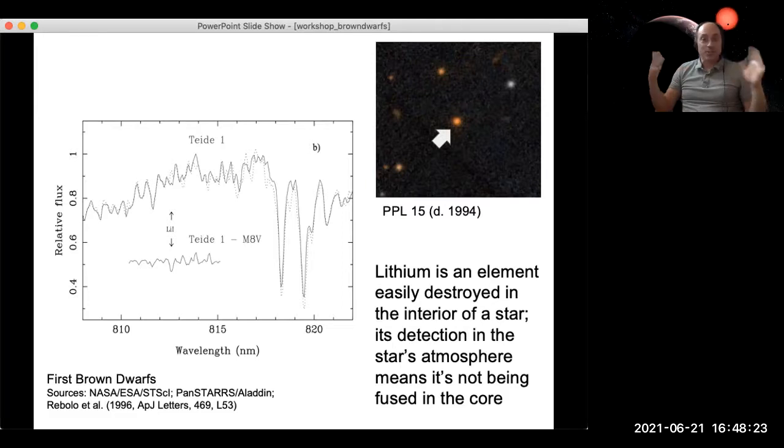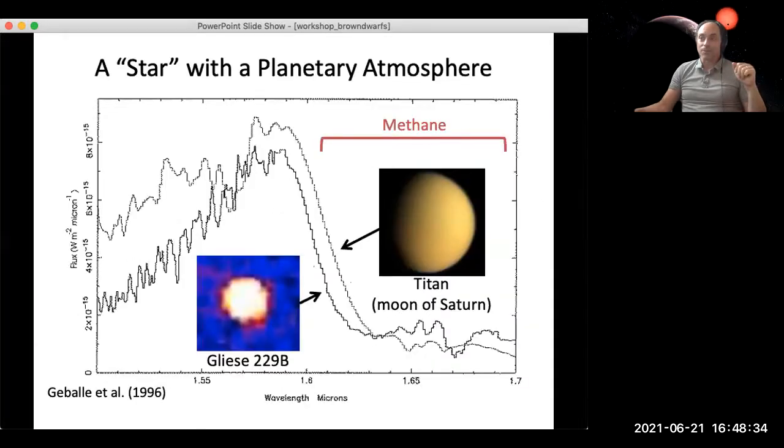So these are examples of how we found the first objects. And again, today there are thousands and thousands of brown dwarfs known thanks to all these surveys. But this is how the first examples were found. Now I'm going to go back to this Gliese 229b object because it was one of the more exciting discoveries made at the time, because not only was it clearly a very faint object, but its spectrum was really weird. In fact, it looked a lot like a planet. In fact, it looked almost exactly like the moon Titan of Saturn.